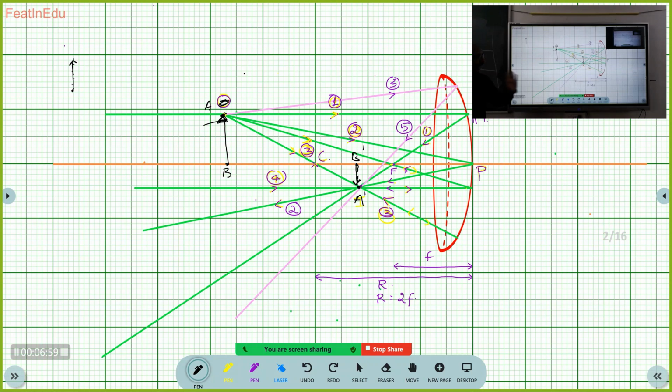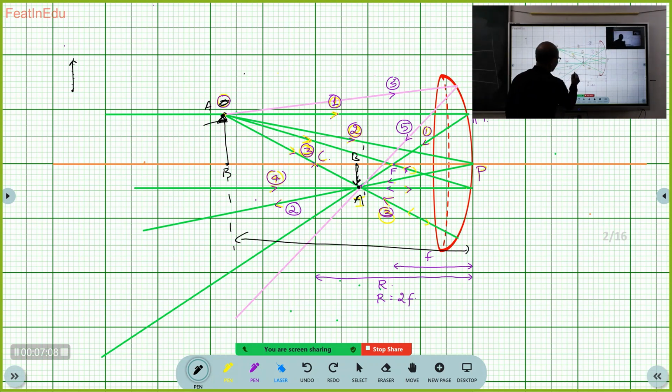Yes, so this is the extended object for this. So where have I kept it now? What is the object distance? See here. The object distance is this. This is the object.